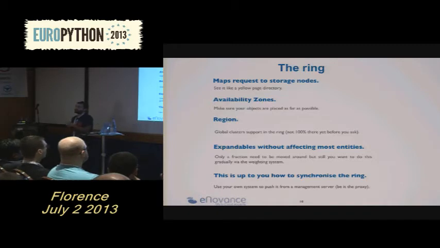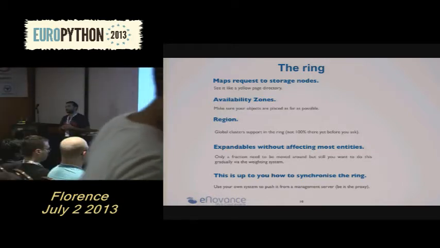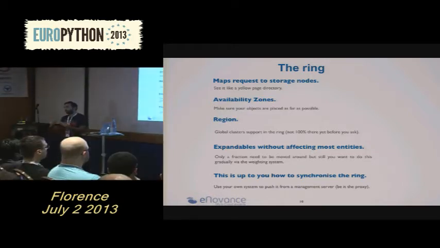If you want to picture it, there's a great example that the ops at Rackspace Cloud gave me: you need to see it as a yellow page. You take a yellow page, you go over it, you know the name, you want to know which phone number, and you just get there. That's literally what the ring is: a yellow page that gives you a map from one object to which server.